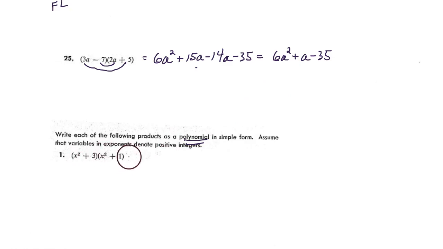So x squared times x squared is x to the 4th. Now the outer product makes plus 1 x squared. Now the inner, plus 3 x squared. And now the last, 3 times 1 makes 3. Combine together the x squared terms. The final polynomial is x to the 4 plus 4x squared plus 3.